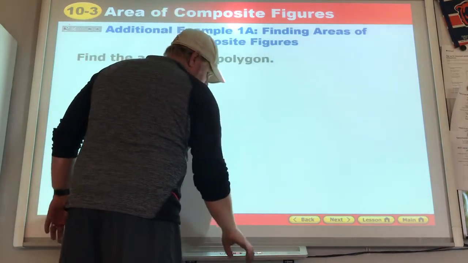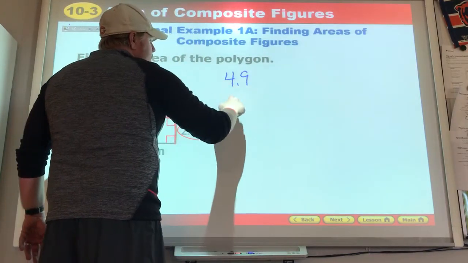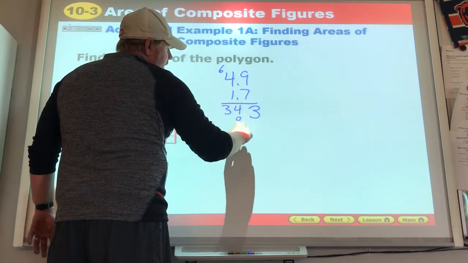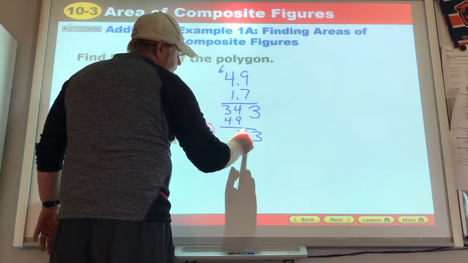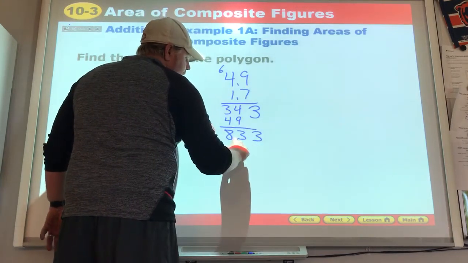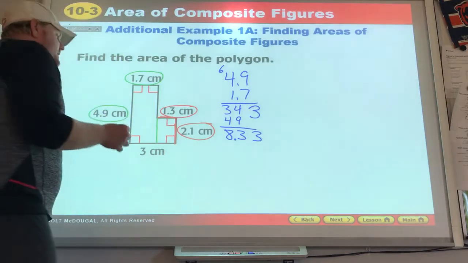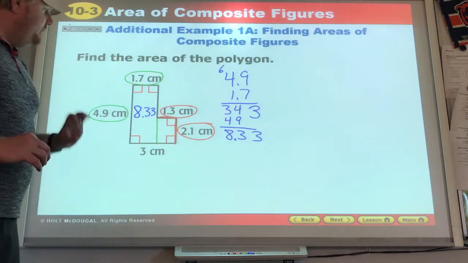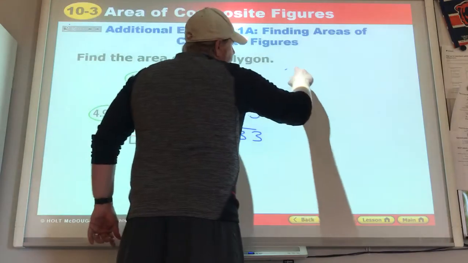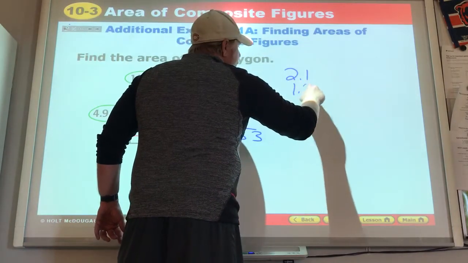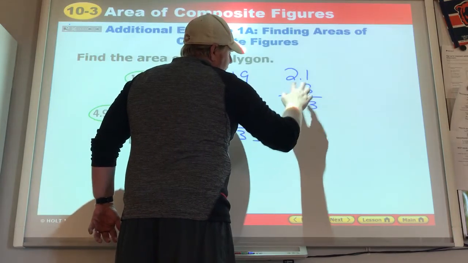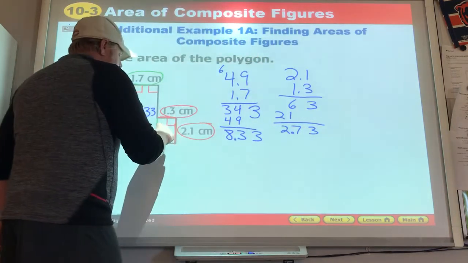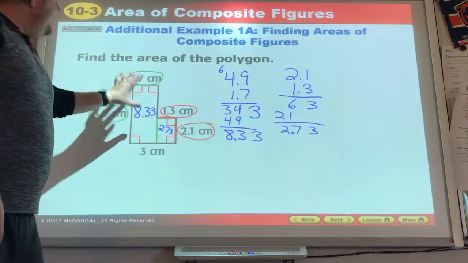Let's do that real quick. 4.9 times 1.7. You must know how to do decimals. They like to throw decimals in as if this wasn't complicated enough. All right, so 8.33 is the area for that rectangle. The area for the other rectangle, 2.1 times 1.3, is 2.73. I've got the area for this rectangle and that rectangle.